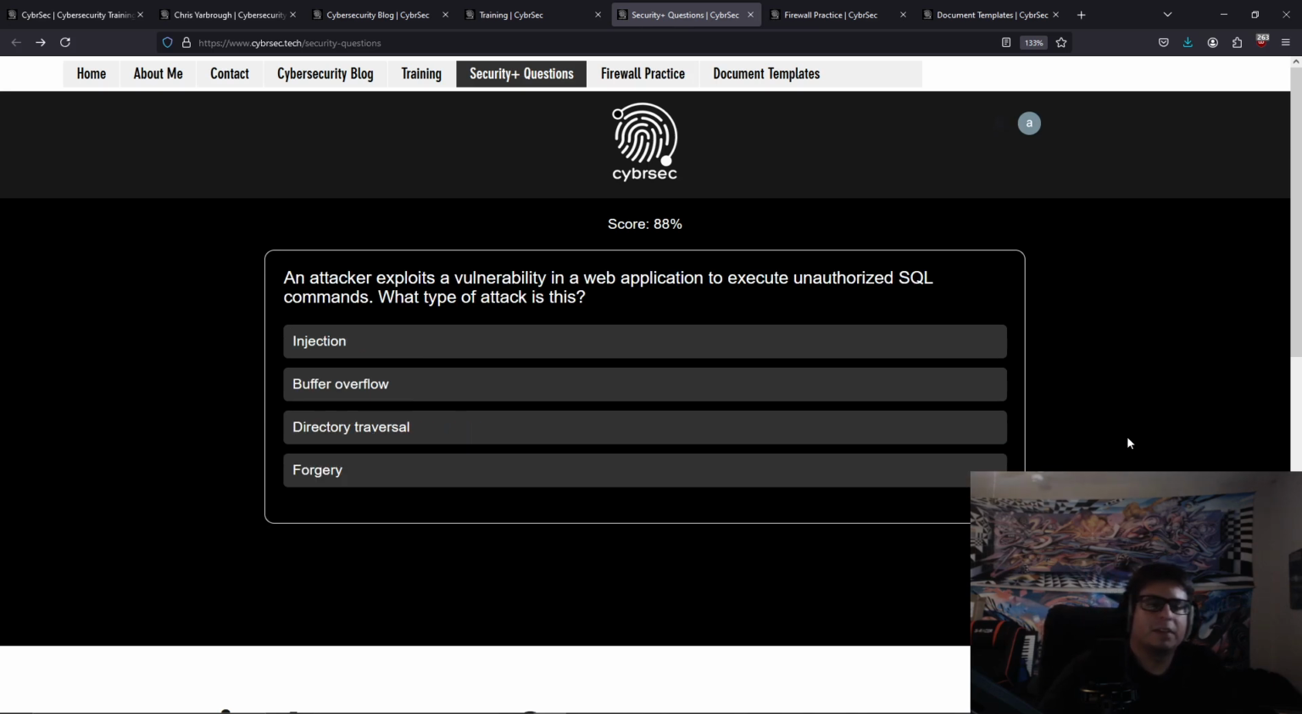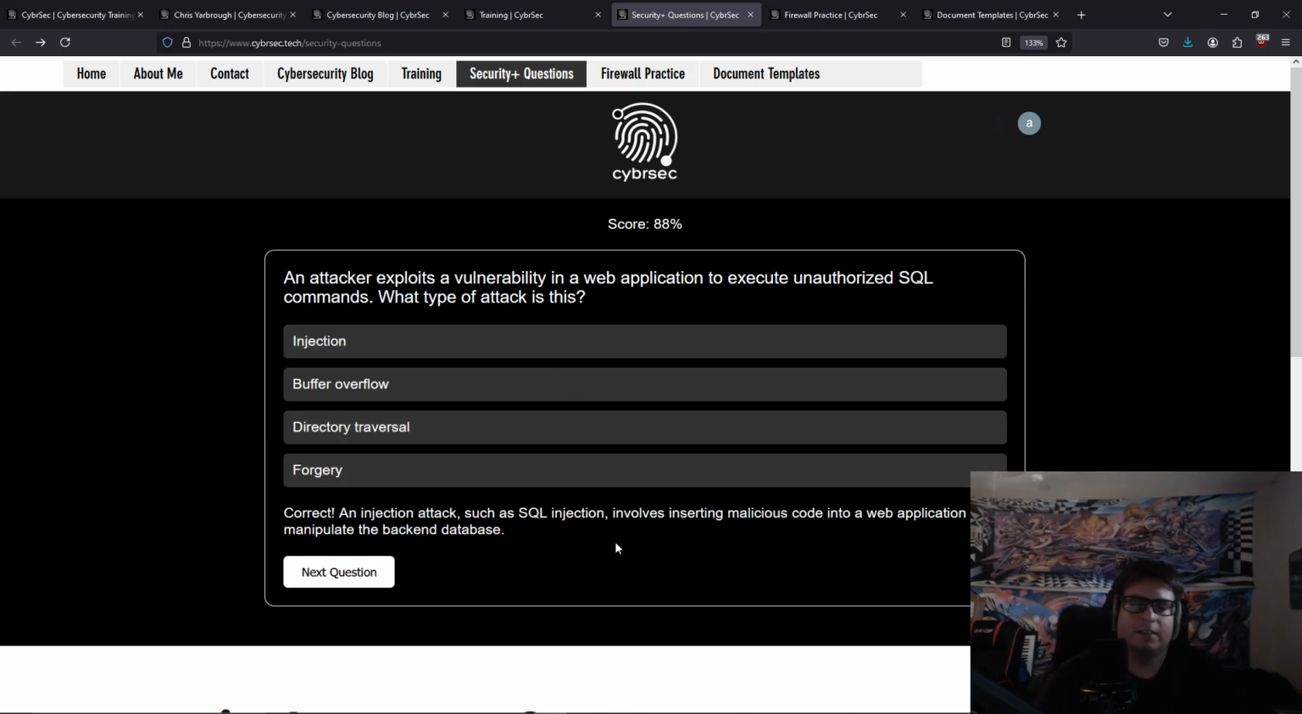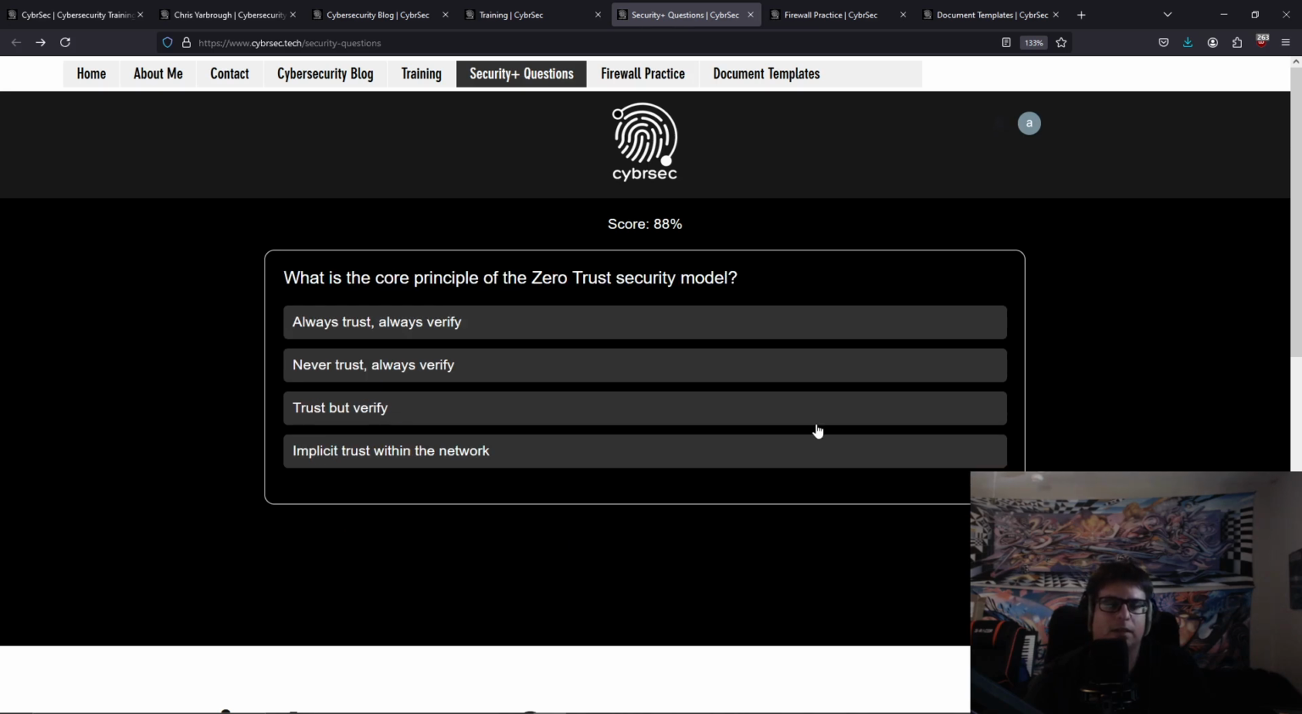Gotcha. An attacker exploits a vulnerability in a web app to execute unauthorized SQL commands. What type of attack is this? It's going to be an injection, right? An SQL injection. Correct. An injection attack such as an SQL injection involves inserting malicious code into a web app to manipulate the backend database.